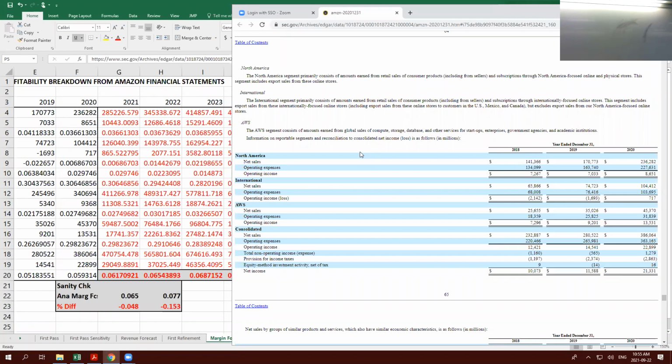Right? So it gives us reason a priori to say that the assumption we made about margins in that first pass, which was super naive but at least super easy, is likely to undervalue the company. Are we okay with this?